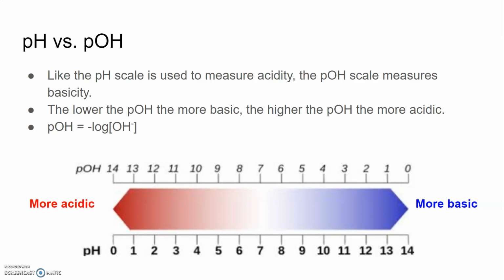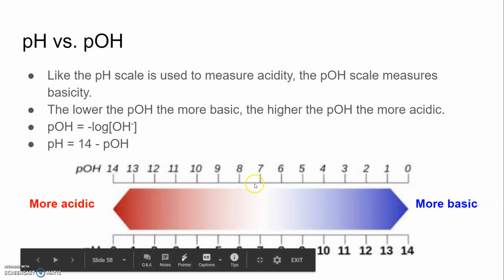Now, you can measure the pOH just like you measured the pH by doing negative log concentration of OH minus, right? So you can just do the same sort of thing, but since it's pOH, we would use OH minus, not H plus. Or you can calculate it by using this equation. pH is equal to 14 minus pOH. And that's because if you look at the scale here, we have the pOH scale on top and the pH scale on the bottom.